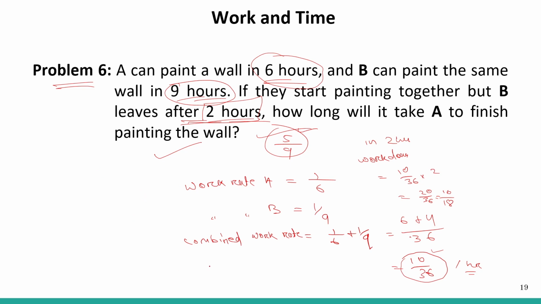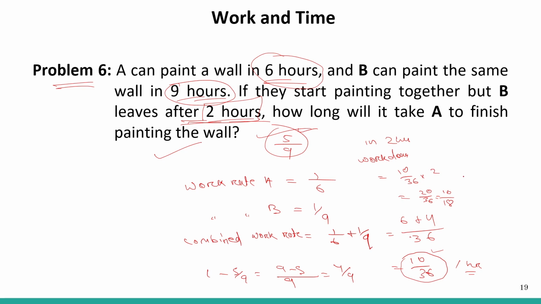So remaining work is 1 minus 5 by 9. That will be equal to what? 9 minus 5 is equal to 4 by 9 of the work. Total work is remaining now. Okay, and we know how much time it takes for A to finish 4 by 9 of that work.